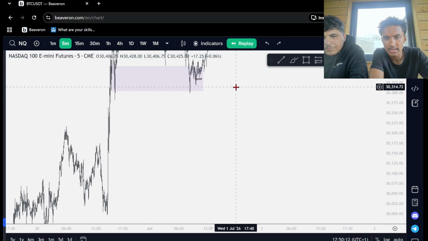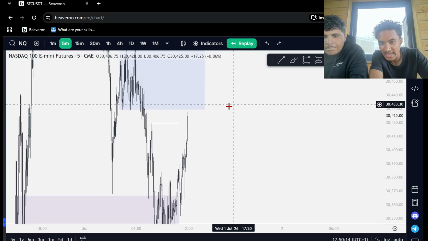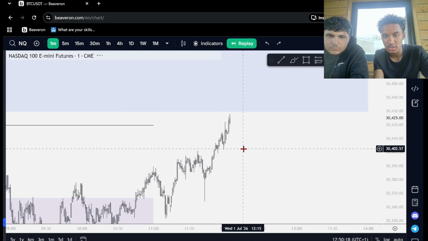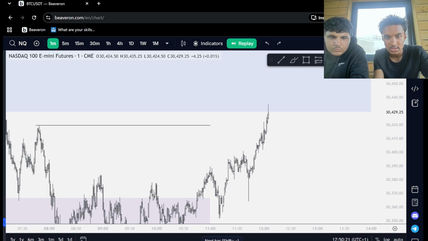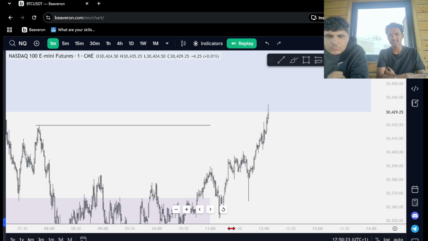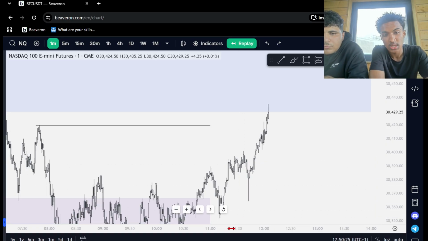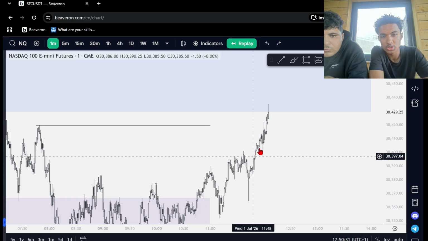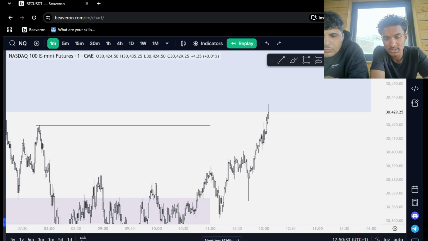So look, we come here, we take out our liquidity and we tap our POI. Let's go to the lower time frames. So we tap into it. Now at this point in time, we want to look for our entry models. Entry models are super simple. One second, let me see if it's recording. Our entry models are super simple. All we wait for is lower time frame order blocks.